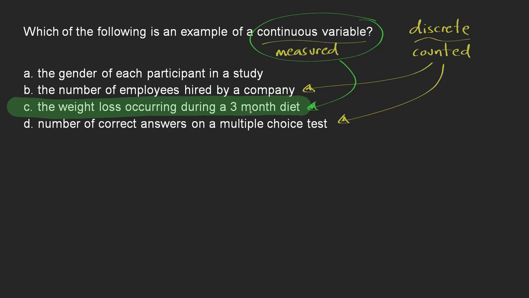But I should point out that part A is a little bit confusing. The gender of each participant in a study. Now, gender isn't really something you would ever think about measuring or counting for that matter. So we have to have a different way of identifying the difference between continuous variables and discrete variables. Now, one of the ways to do that is to look at a different example.